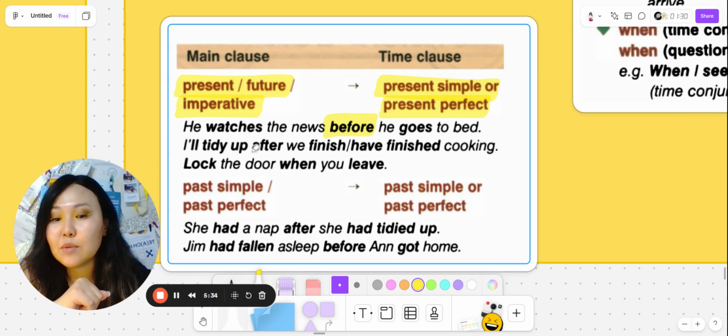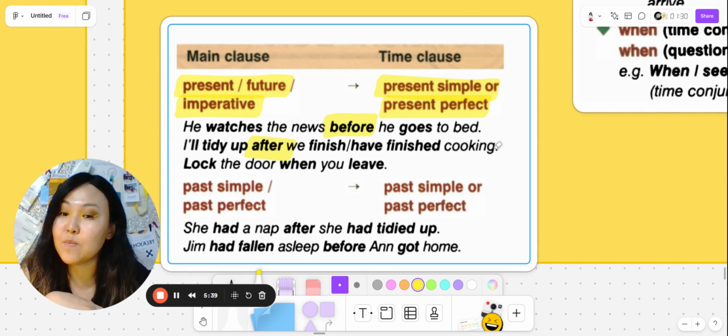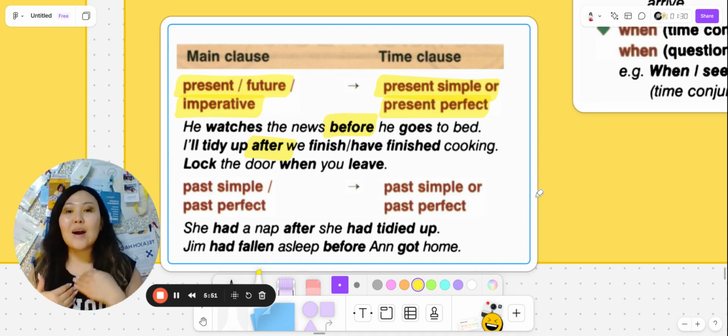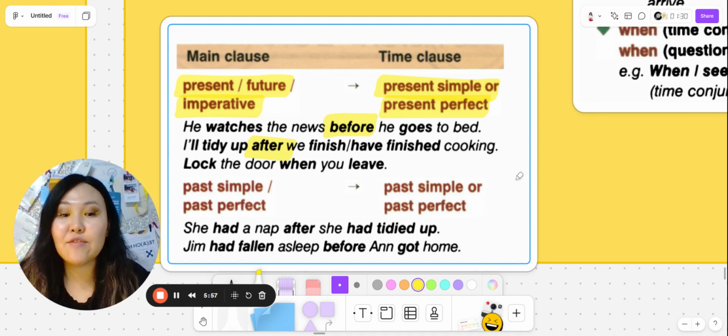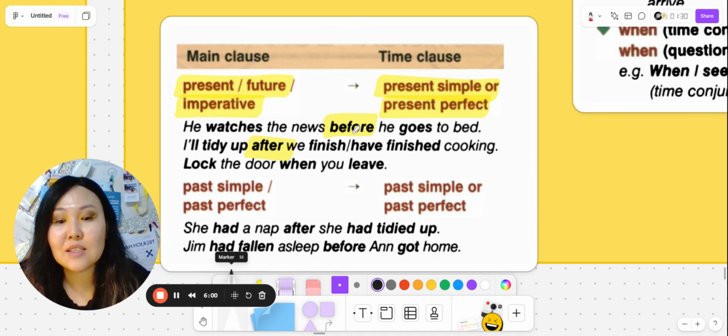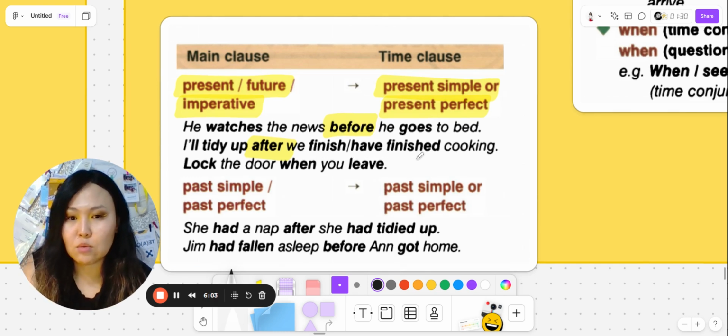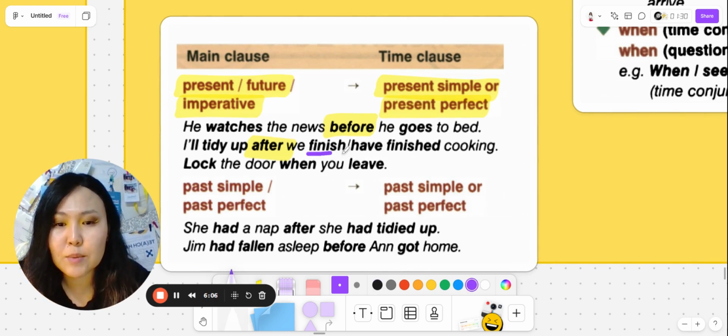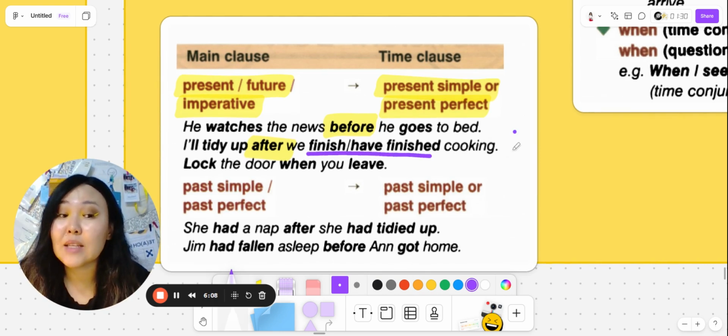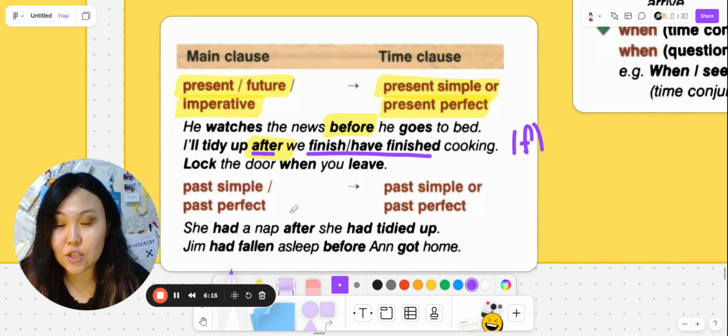Next one. I'll tidy up after we finish or after we have finished cooking. Again, after the time conjunction, we don't use future, like I will do it. I'll tidy up after I finish or I have finished cooking. These things really refer to the future, but we don't use future tense after time conjunctions.